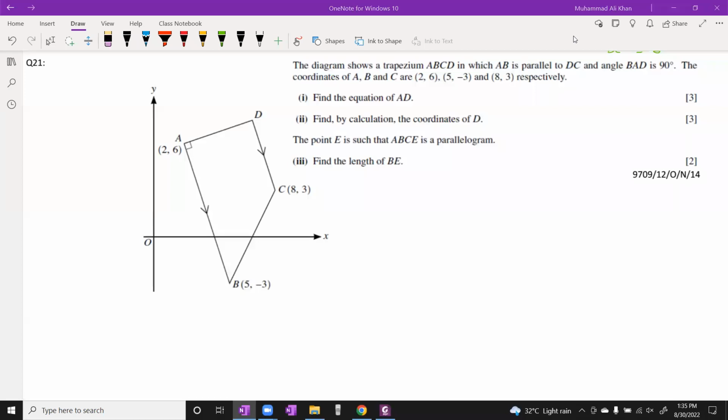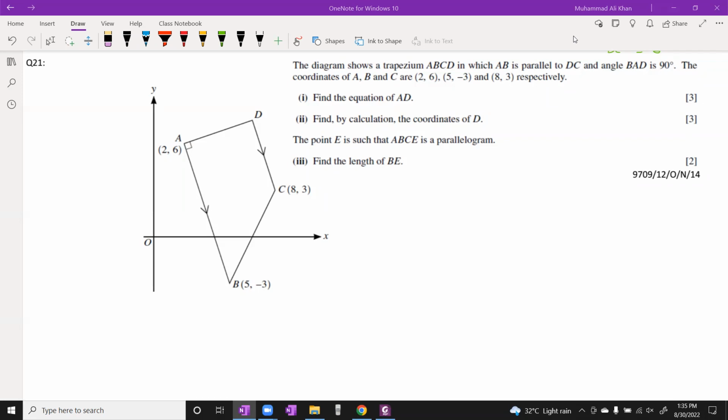The diagram shows the trapezium ABCD with all the details. Find the equation of AD. We need to calculate the equation of AD. For finding the equation of any line, we must have a gradient and a coordinate through which the line passes. We have the coordinate, but we don't have the gradient of line AD.